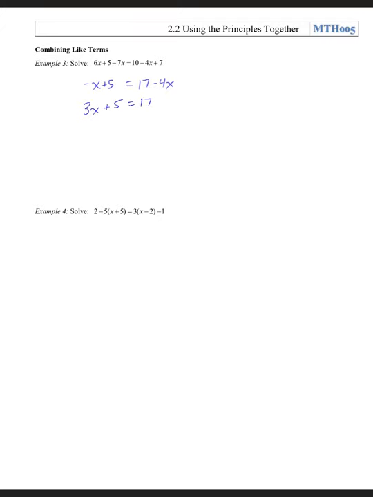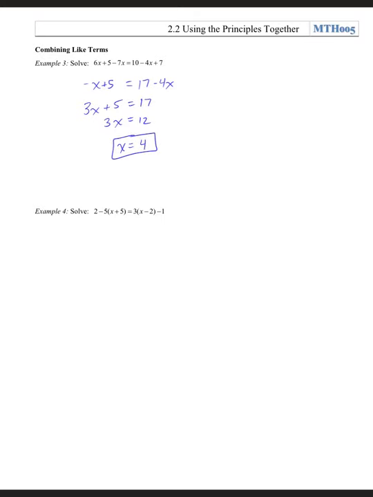Now we have to move the 5. Well, since it's being added, we want to do the opposite. We want to subtract it. So when we do 5 minus 5, we're just left with 3x on this side. 17 minus 5 is 12. Last but not least, divide by 3 to get x equals 4.